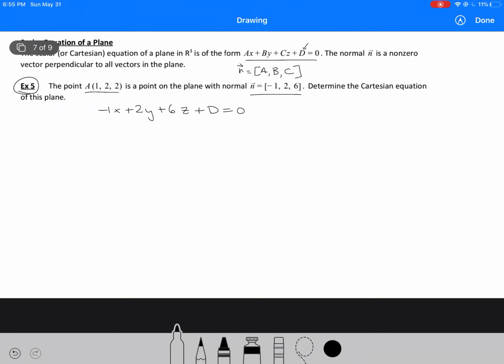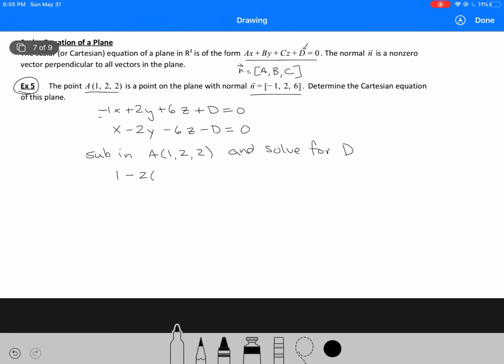Now before I substitute in my point, I'm actually going to get rid of this negative sign here at the front by multiplying through by negative 1. So I've got x minus 2y minus 6z minus d is equal to 0. Now I'm going to sub in my point and solve for d.